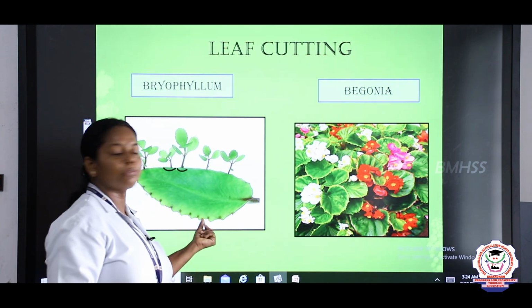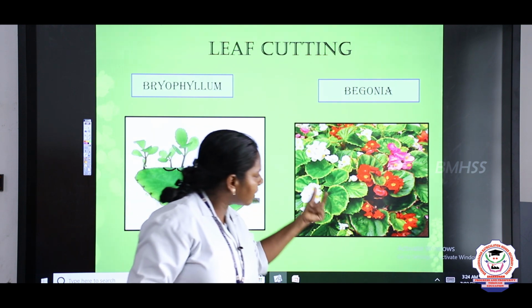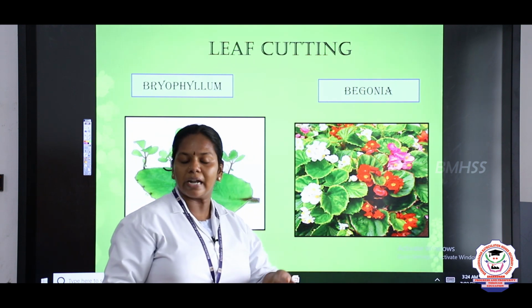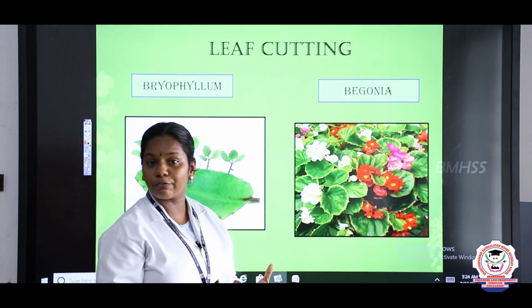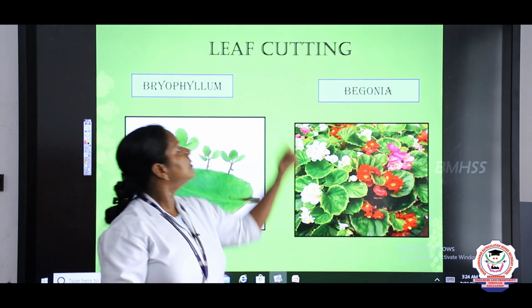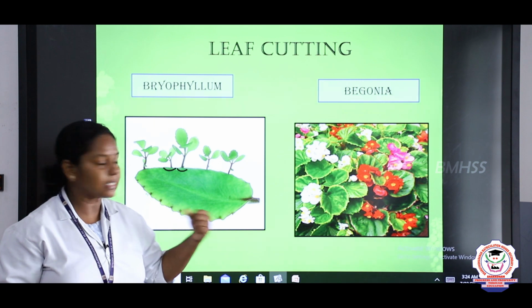So bryophyllum and begonia. Begonia is an ornamental plant and it is a very dwarf plant. It cannot grow to great heights and it produces colorful flowers. So the example of leaf cutting is begonia.